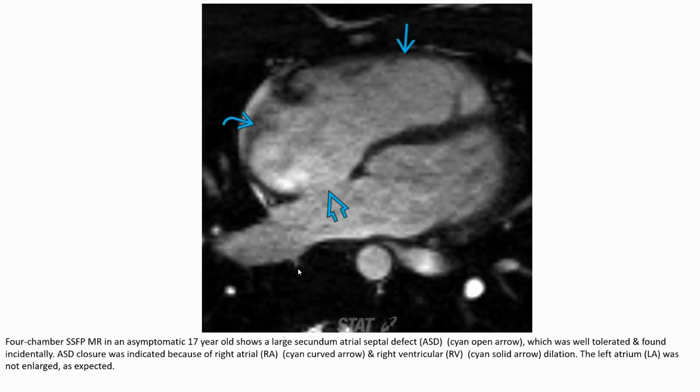This image shows a large secundum atrial septal defect, which was well tolerated and found incidentally. Closure was indicated because of right atrial and right ventricular dilatation. The atrium was not enlarged as expected.